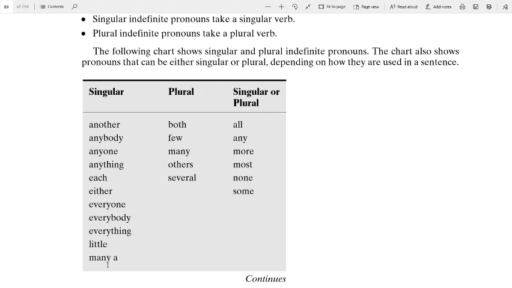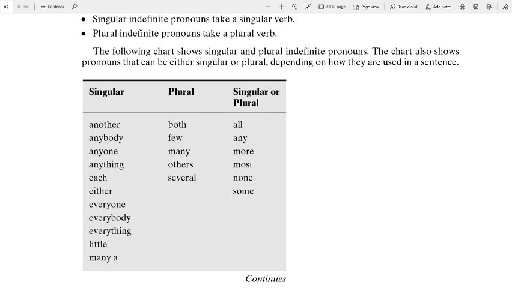Okay. So another, anybody, anyone, anything, each, either, everyone, everybody, everything, little, many, they should be treated as singular. So the sentence, everyone is present, everybody is present, not everybody are present. Okay. So if I say that প্রত্যেকে ক্লাসে উপস্থিত ছিল, everybody is present in the class, everybody was present in the class, not were. এই ওয়ার্ডগুলো আবার প্লুরাল হিসেবে ধরা হয়, both, few, many, others, several.